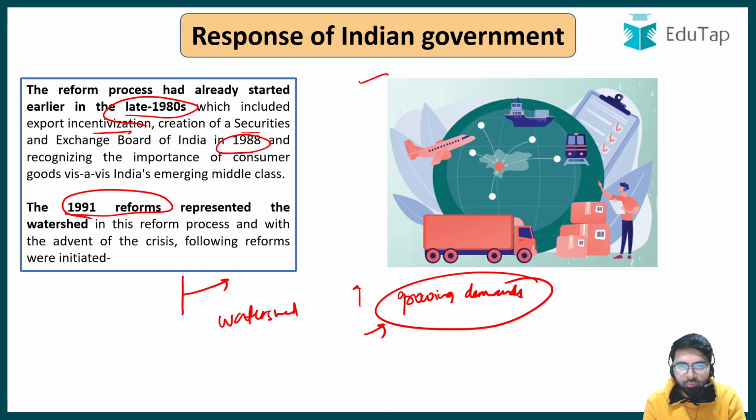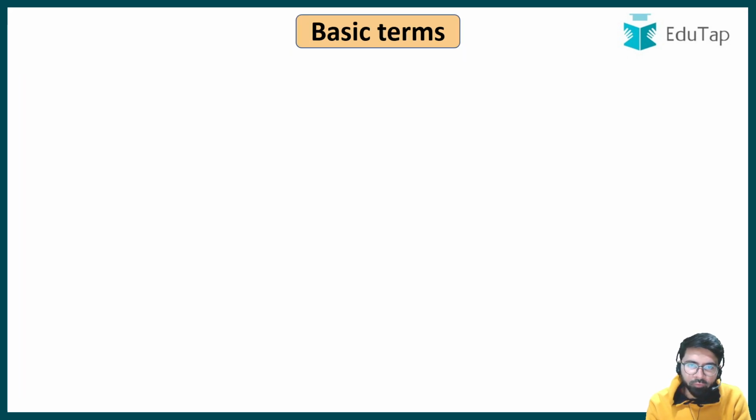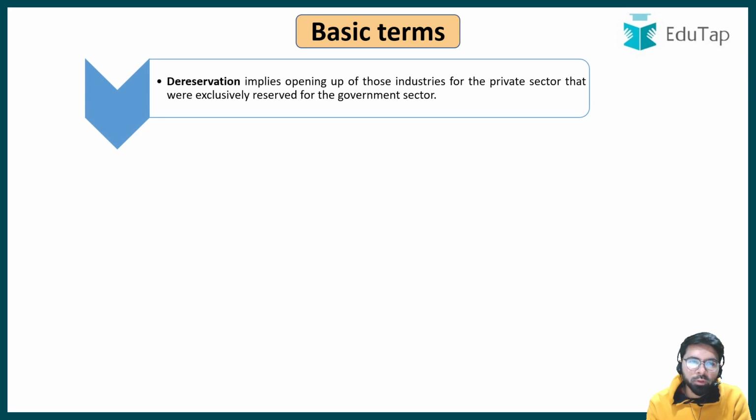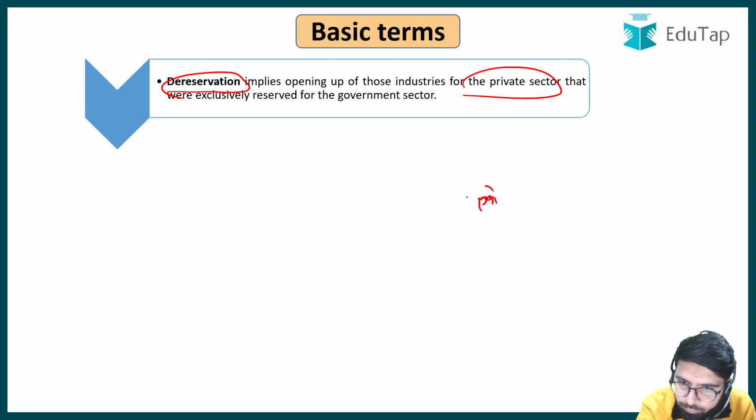In this process we will be discussing the different reform measures taken as a part of the reforms, which were liberalization, privatization and globalization. In this session we will be discussing what those reforms are in brief. Before proceeding ahead, we have to understand a few terms. What do you mean by de-reservation? De-reservation implies opening up of those industries for the private sector that were exclusively reserved for the government sector. Till 1991 there were many industries particularly reserved for the public sector.